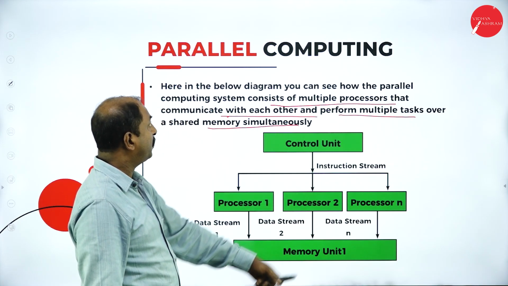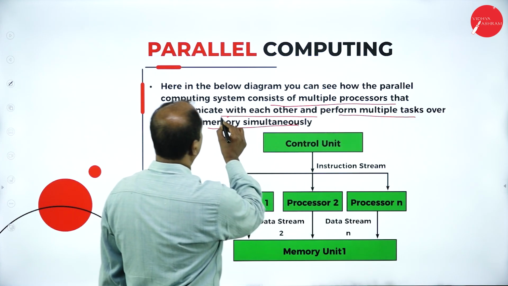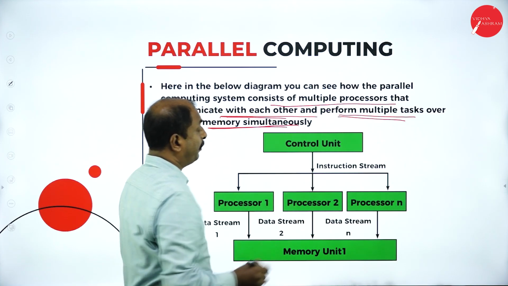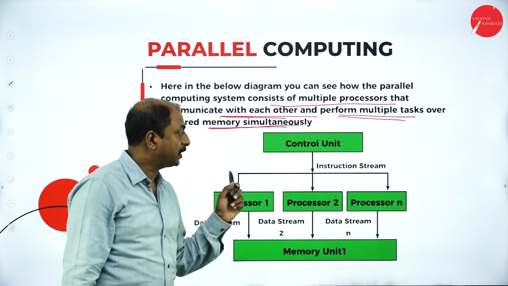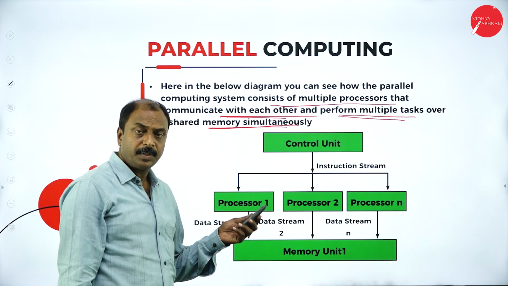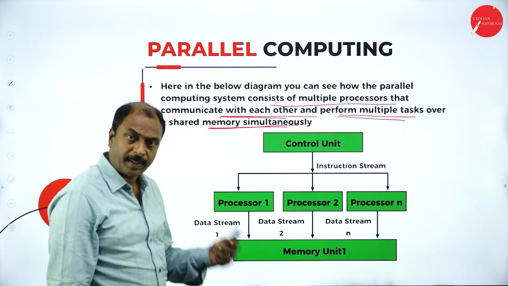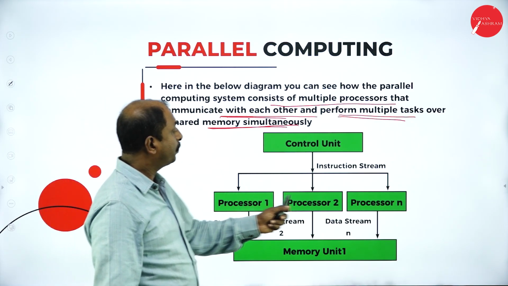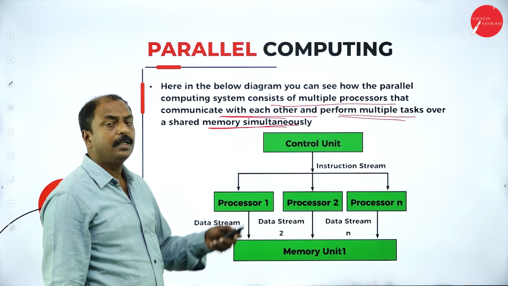So this is an example for parallel computing, and here multiple processors communicate with each other and perform multiple tasks over shared memory simultaneously. This is the difference from the previous one, the distributed computing system. In a distributed computing system, all the systems have individual memory as well as a separate processor. But here a number of processors share one common memory unit.